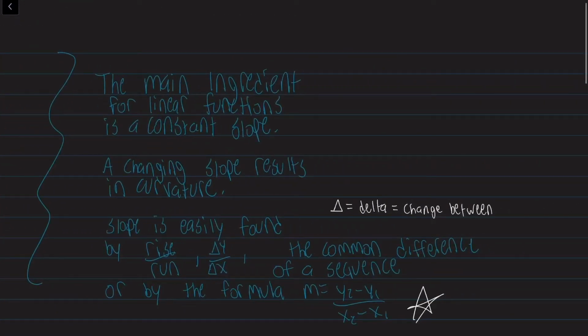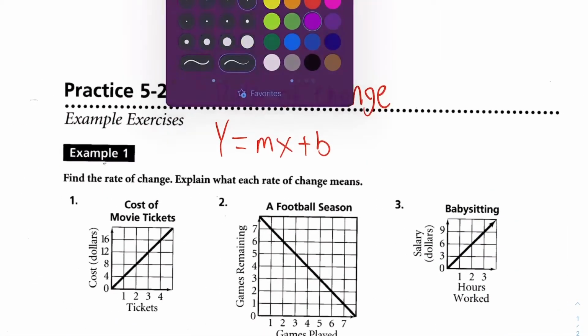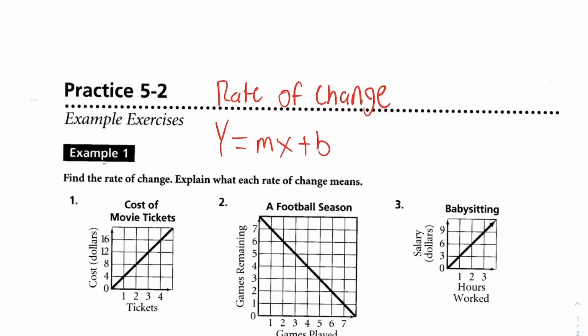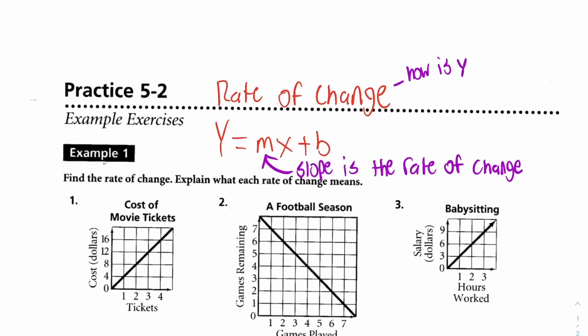Yesterday we called the rate of change the slope. Slope is just another word for the rate of change. Here, when we're finding the rate of change, we are finding this letter, which is slope. Slope is the same thing as the rate of change. What the rate of change is measuring is how y is changing as we go from left to right.